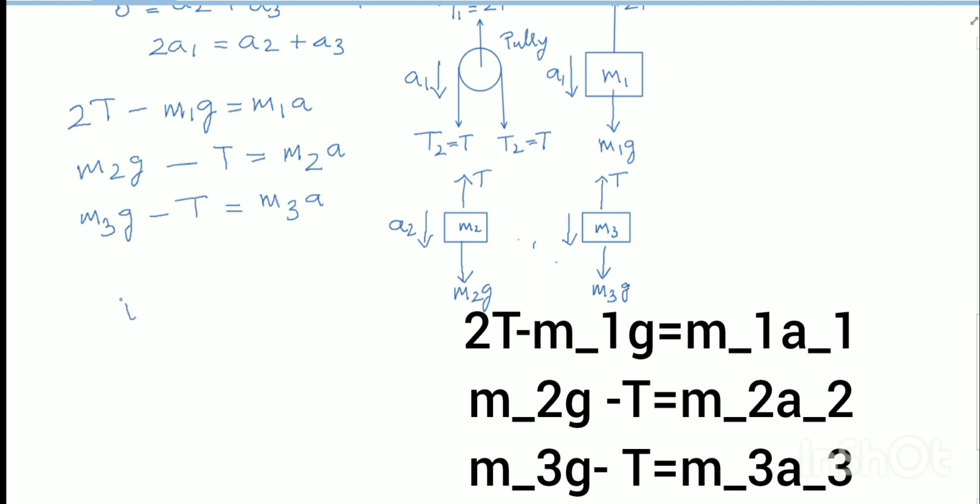Now after solving these equations, we get the result A1 equals 4M1M3g plus M1 minus M1M2 plus M3g plus 4M2M3, divided by 4M2M3 plus M1 times M2 plus M3. This result I get from the equations. Here I have written this equation wrong. I corrected all the equations. Please check.